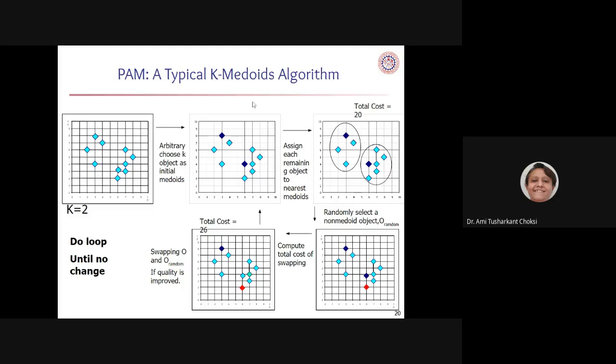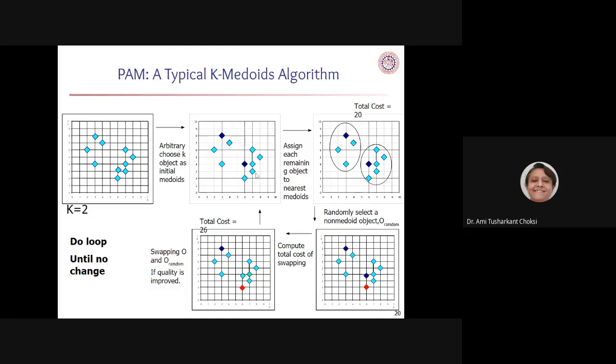Now assign each remaining object to the nearest medoid. We have considered K equal to 2, that means we are having two clusters. Fine. So what we have considered is, say, this first point and this second point. This we have considered as the medoids, and the data objects.